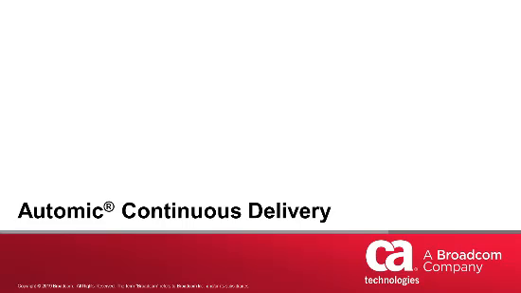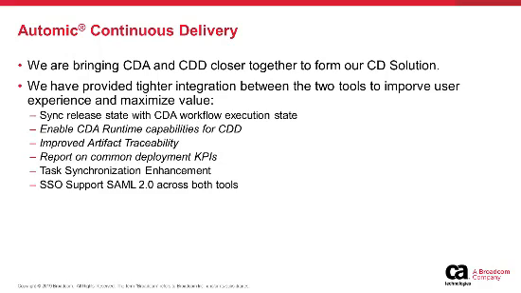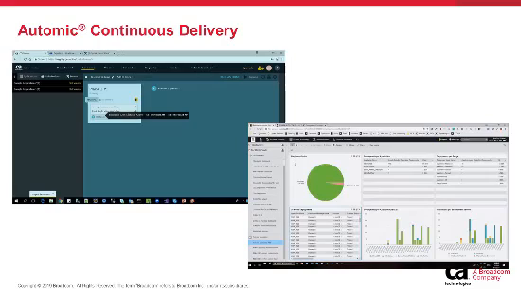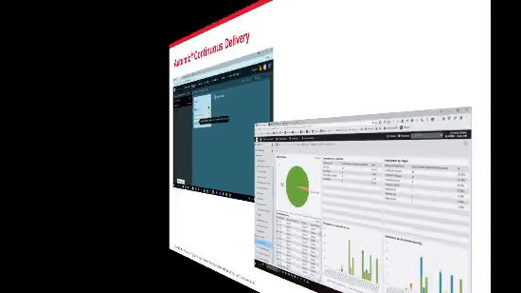With this release we are bringing the Continuous Delivery Automation and Continuous Delivery Director tools closer together to offer you an integrated continuous delivery solution. We provide a tighter integration of the tools regarding the execution state, CDA runtime capabilities, common deployment KPIs, task synchronization and others. In this view you can see the synchronized execution state and data in CDD. We also provide another view of the KPIs report in CDA.